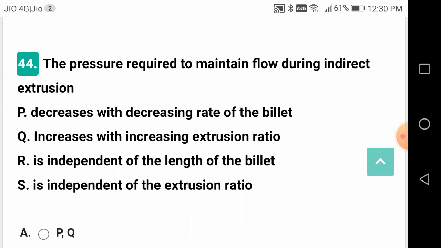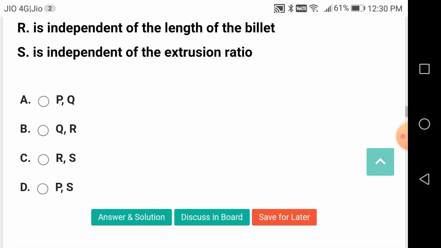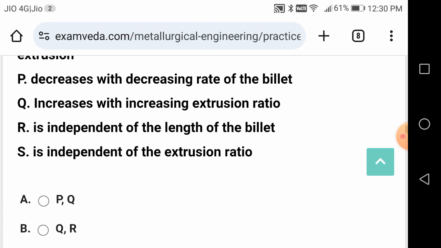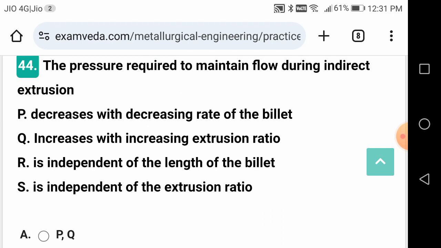The pressure required to maintain flow during indirect extrusion. Once again, a good question, friends. P and Q decrease with the decreasing rate of billet, increase with the increasing extrusion ratio.